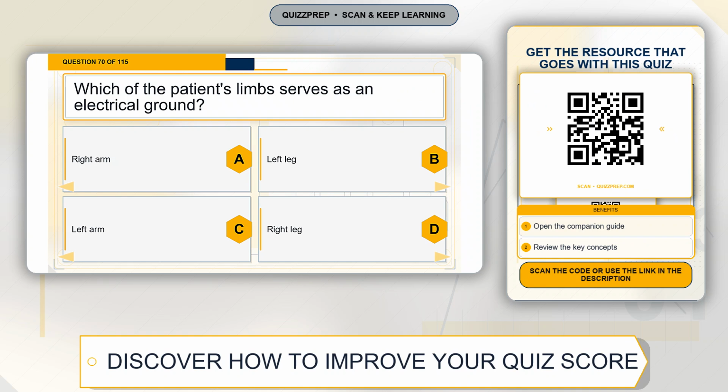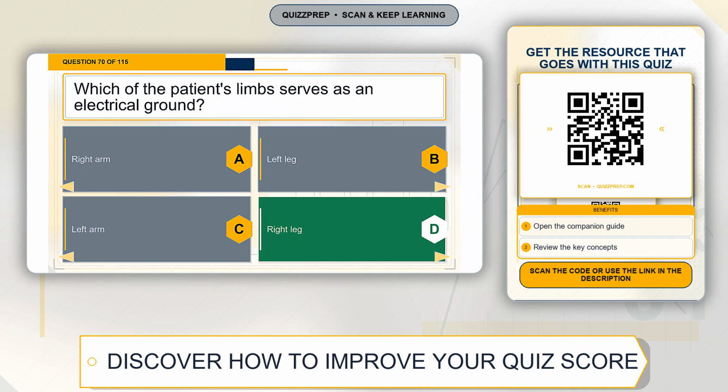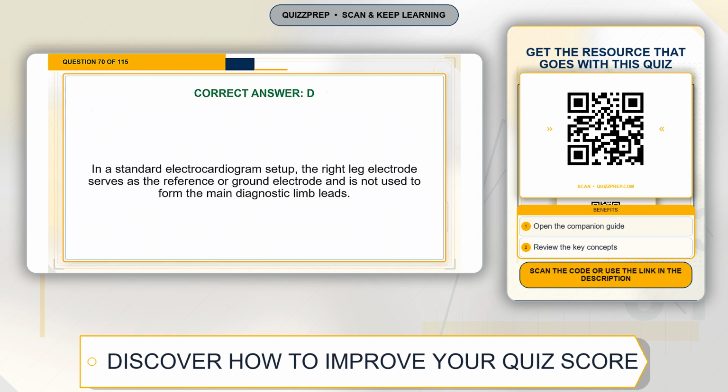Question 70. Which of the patient's limbs serves as an electrical ground? Option A, right arm. Option B, left leg. Option C, left arm. Option D, right leg. The correct answer is option D, right leg. Explanation. In a standard electrocardiogram setup, the right leg electrode serves as the reference or ground electrode and is not used to form the main diagnostic limb leads.